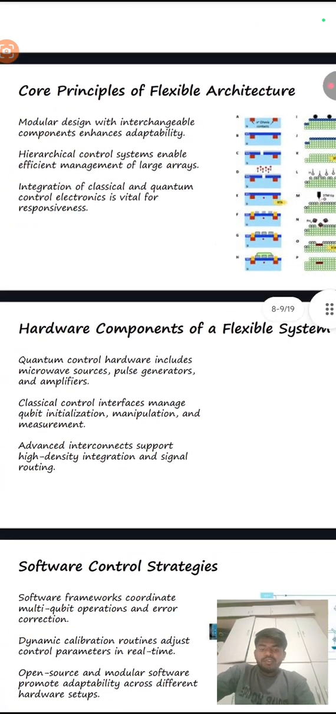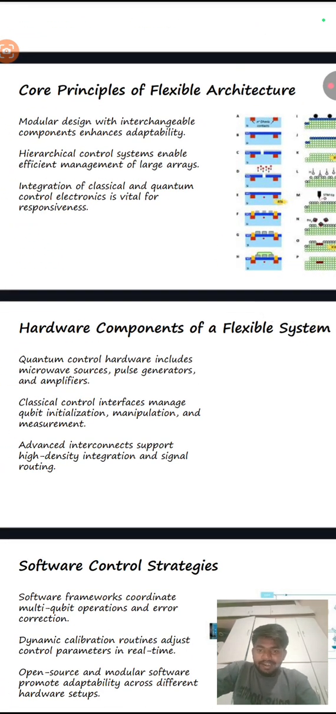Hardware components of the flexible systems. Quantum control hardware includes microwave sources, pulse generators and amplifiers. Classical control interfaces manage qubit initialization, manipulation and measurement. Advanced interconnects support high density integration and signal routing.